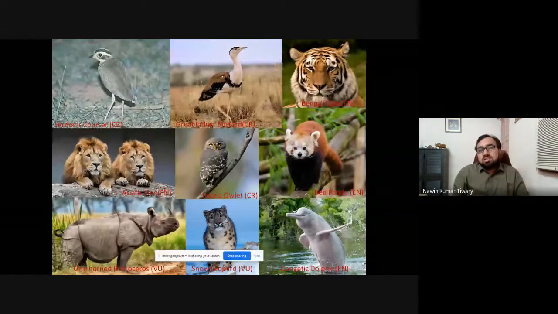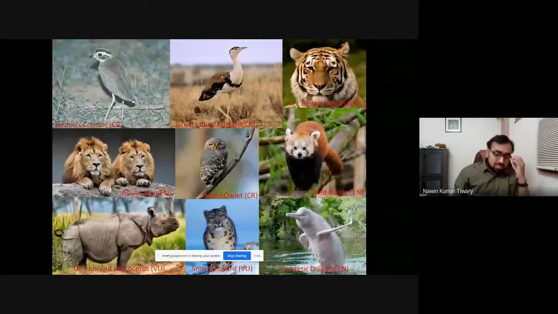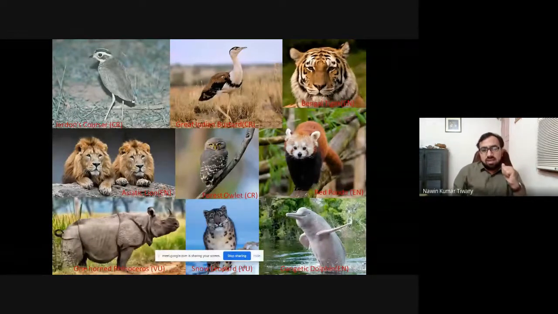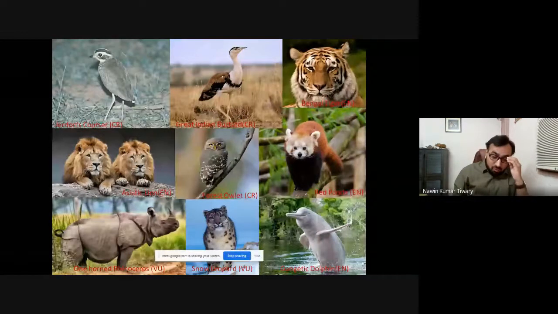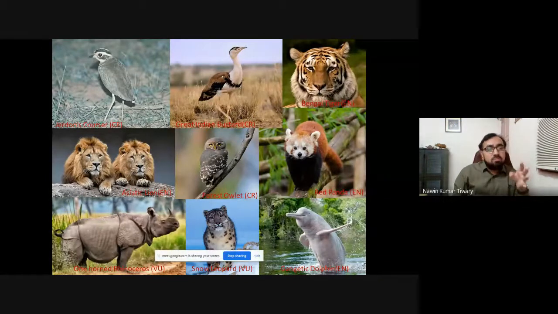So, Jordan's courser is one of the most important species that I would like to talk about. Now, Jordan's courser is almost about to go extinct. After 2009, there is not even a single sighting of this bird in India. And the only habitat where Jordan's courser is found is three districts in Andhra Pradesh, the Anantapur, Kadapa and Nellore districts. That is the only habitat for Jordan's courser.